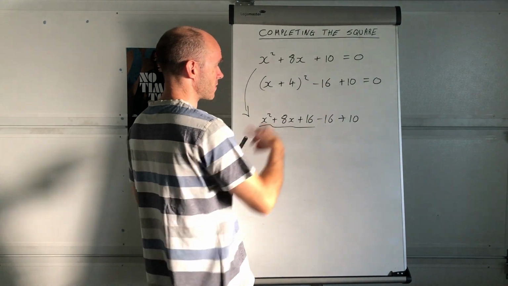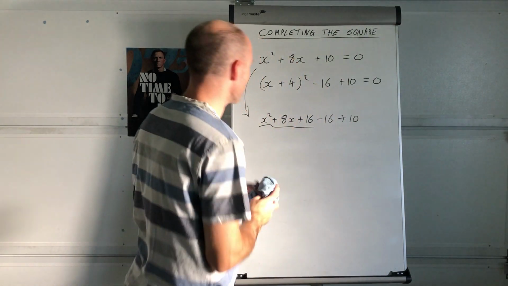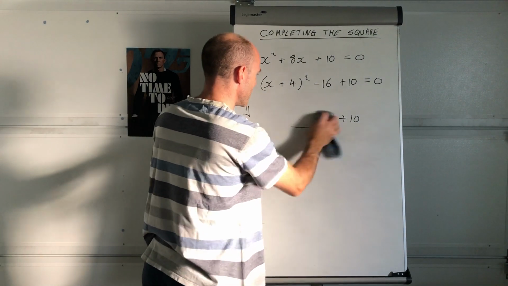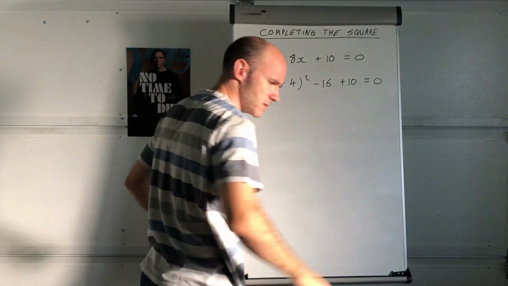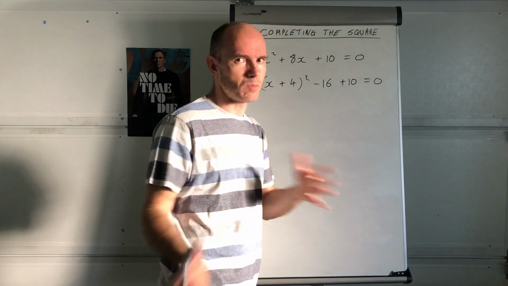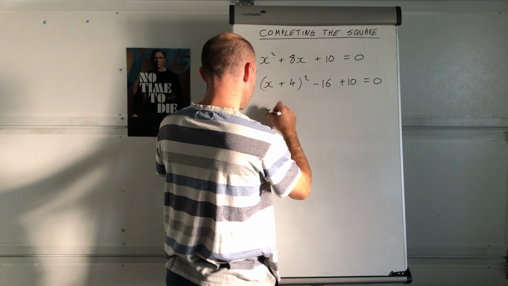Okay, so the (x + 4) squared, the brackets are needed just to get the perfect square bit, and then you add or subtract the number that you need. Okay, right. And if you still don't understand that, then really go back and watch that first video. Okay, right. So let's just tidy that up.